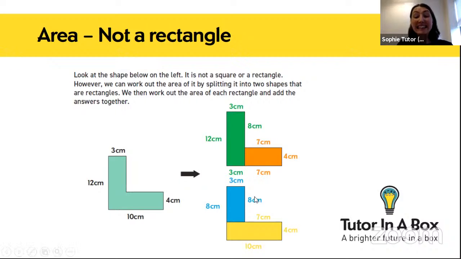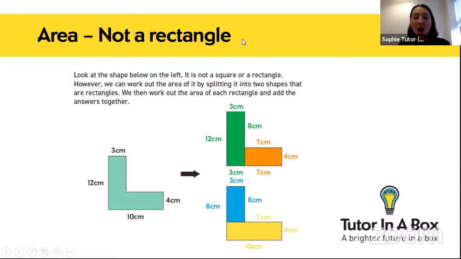Okay, it's exactly the same thing if I did it using the blue. Okay, I would do 8 times 3 to give me 24 centimeters squared, and then I would do 10 times 4, which is 40 centimeters squared. That would give us the yellow bit. And then I'd add them together. And again, that gives me 64 centimeters squared, which is the area of the whole shape, the area of the L. Okay, so we're going to have a go at doing a couple of these.